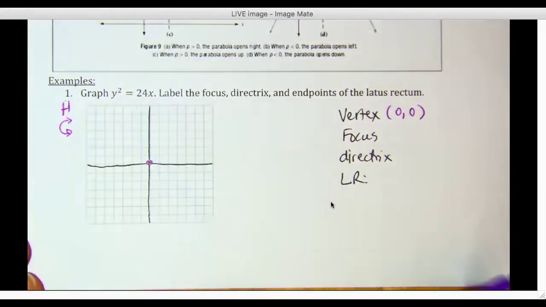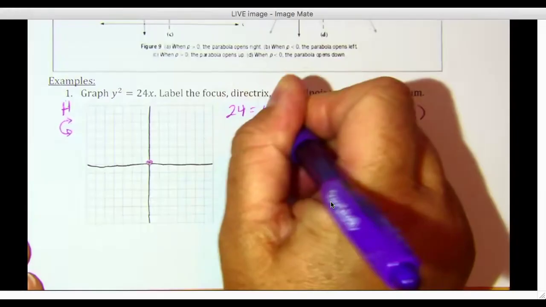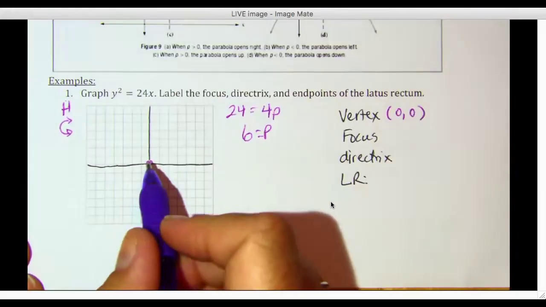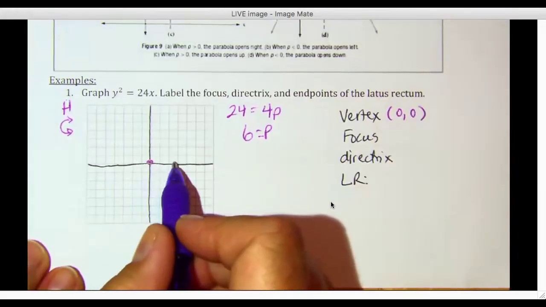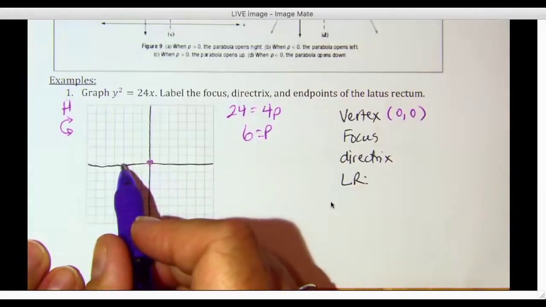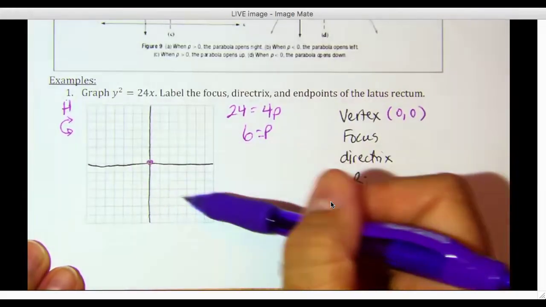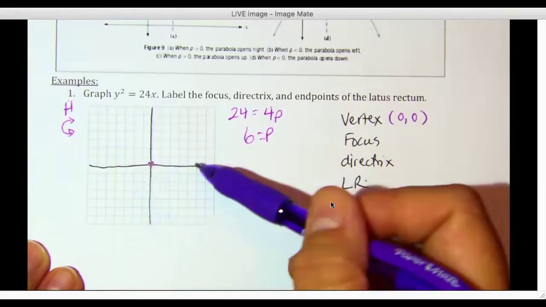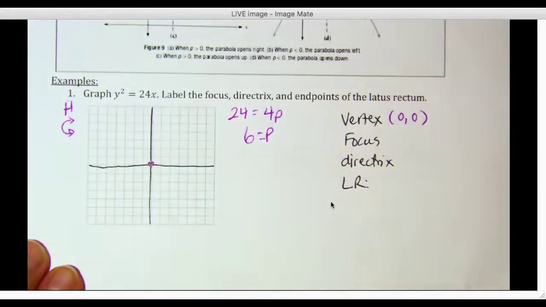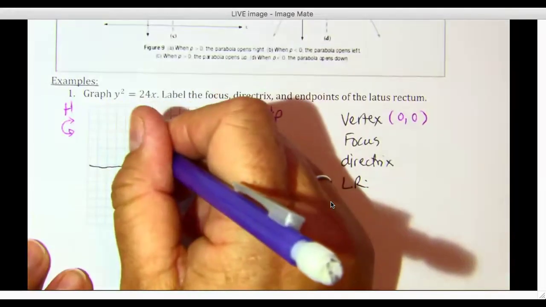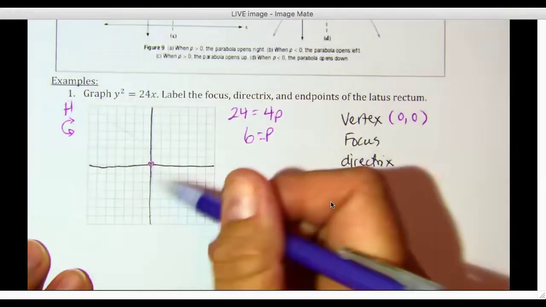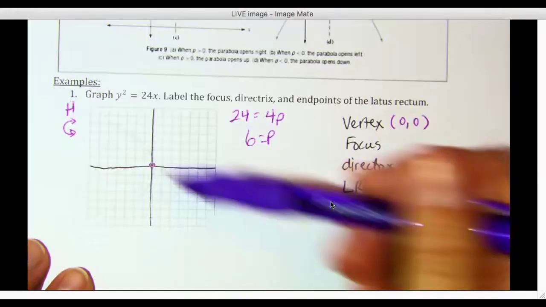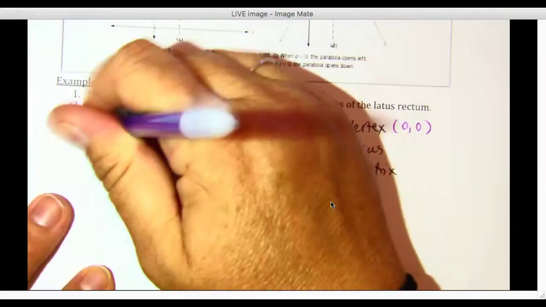So 24 is equal to 4p. P then, dividing by 4, would be 6. And so my focus is going to be 6 units inside my curve. My directrix will be 6 units behind my curve. And again, I know already that it's curving this way. If it was curving this way, my focus would be over here and my directrix would be over here. So sometimes I'll do this in pencil just real lightly just to help frame what I'm expecting to see. I'll do a curve going that direction, just so I remember, oops, this should not be curving this direction. It should be curving the other direction.